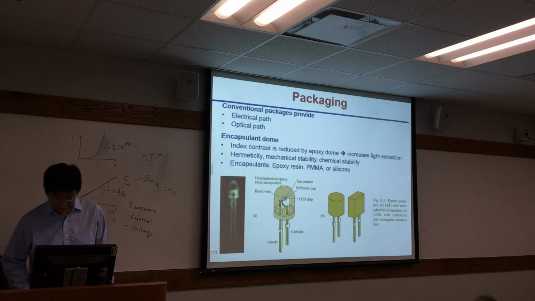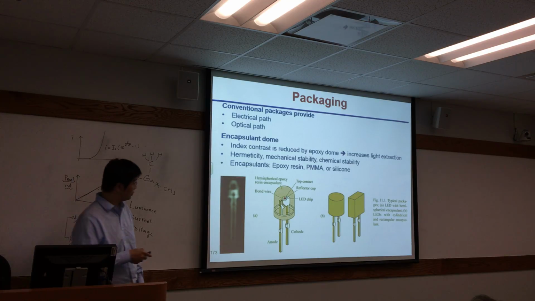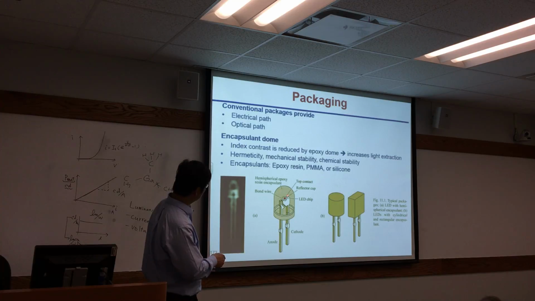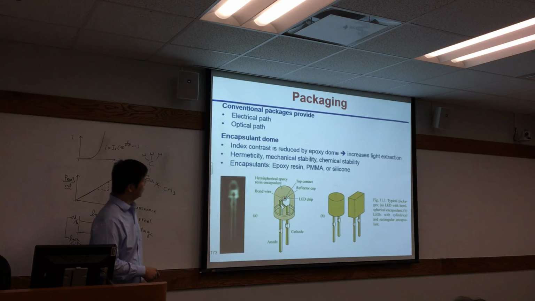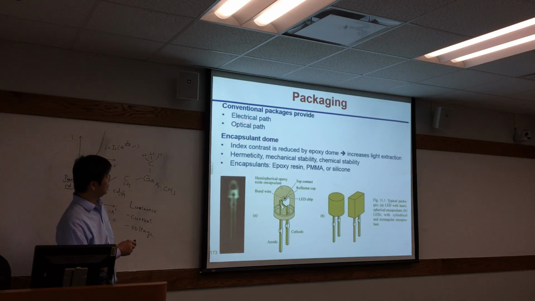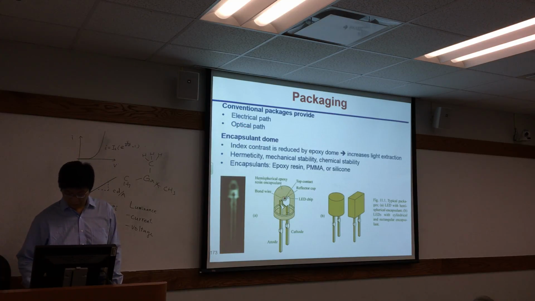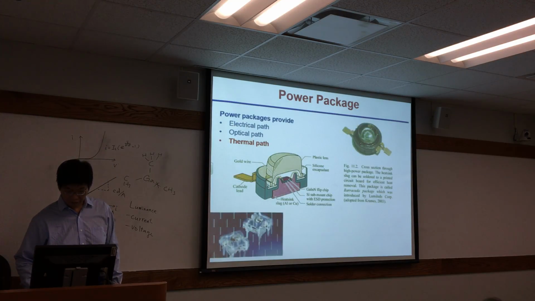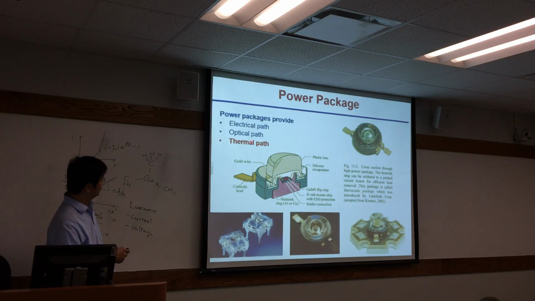So that's the LED chip, very small, like that. And there's a reflective cup to make the light go out, and you have the epoxy dome, and you have the anode and cathode. So this kind of package can provide an electrical path, an optical path, as well as a thermal path. So they can dissipate the heat out by this package.